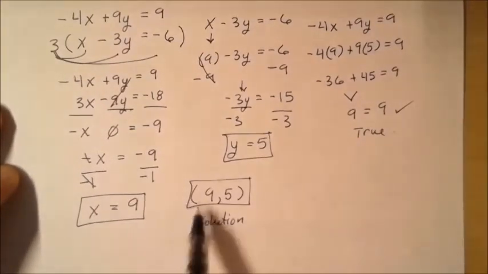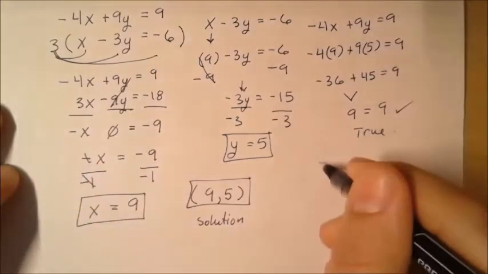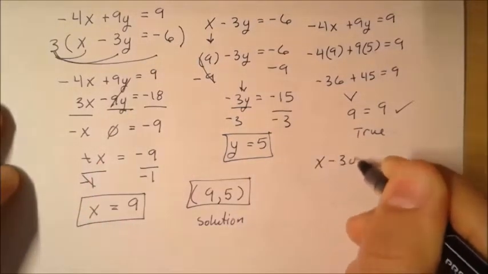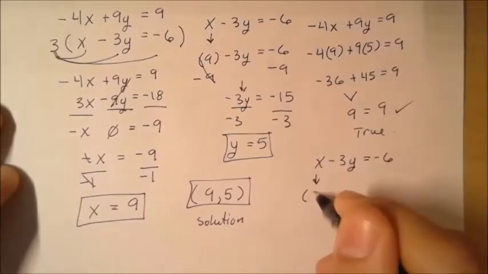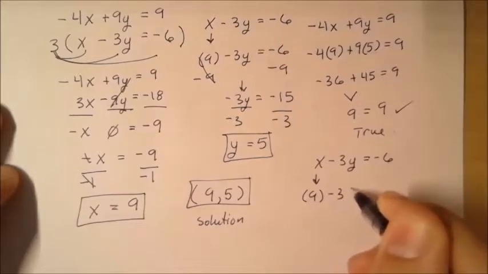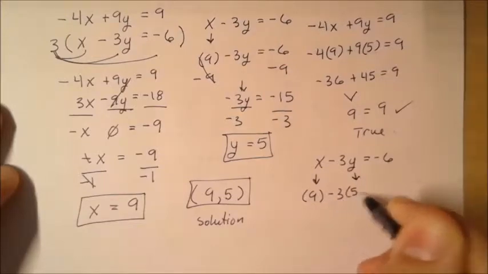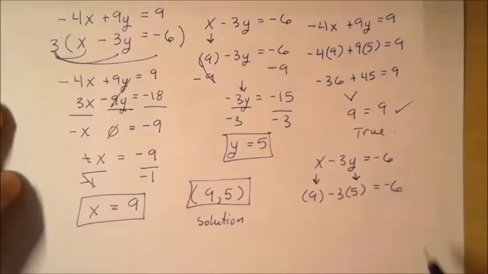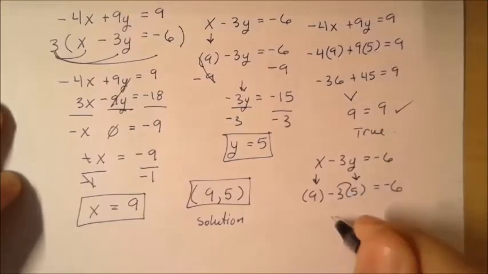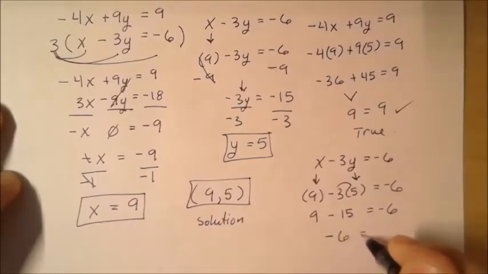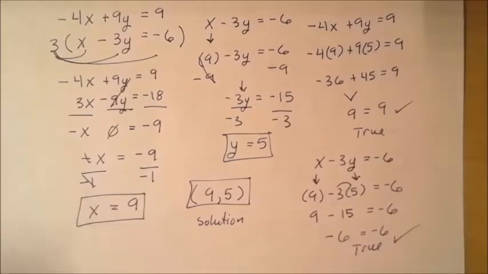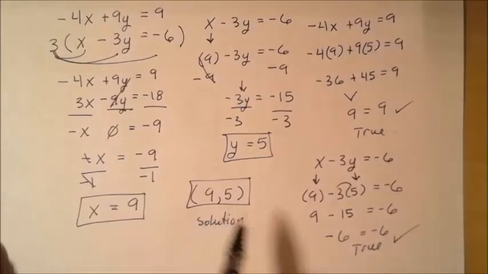So let's go ahead and test this in our second equation. So I have x minus 3y equals negative 6. I'm going to substitute my x value, which is 9. Then I'm going to substitute my y value, which is 5. And that should give me negative 6. So if I distribute my negative 3, negative 3 times 5 is negative 15. 9 minus 15 gives me negative 6 equals negative 6. That is true. I've checked my answers and justified my work, so the solution set is 9, 5.